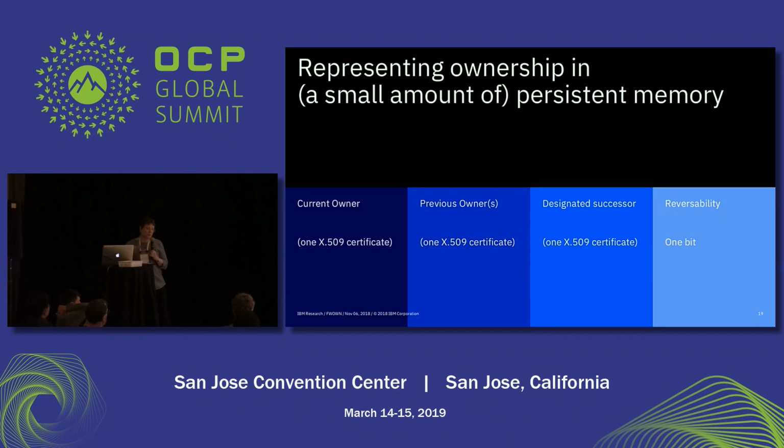Now, if you're a device manufacturer, how can you represent ownership? It would seem to be complicated, but it really isn't at all. You can do this with a tiny amount of persistent memory. These are the fields that you need. You need to know who the current owner is, which could be represented either by a raw key or a certificate. It's helpful to know the previous owner, who is the designated successor owner, and whether or not this ownership transfer is reversible. All of this is in the paper, by the way.